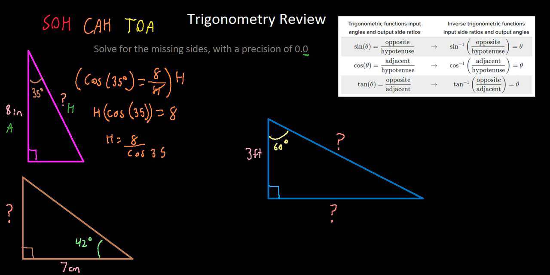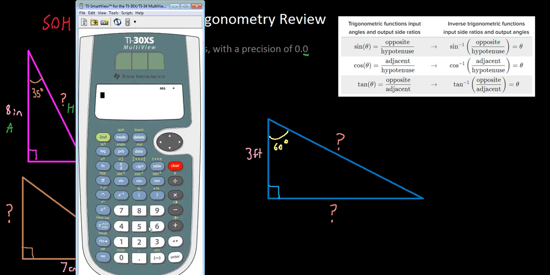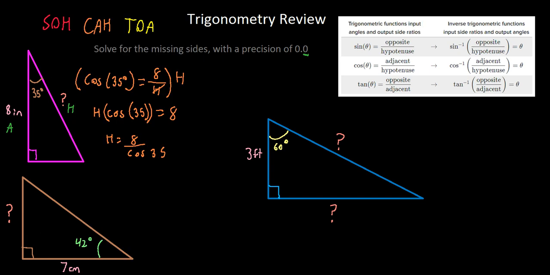And we can use our calculator to figure this out. So we type it in. We do 8 divided by the cosine of 35. And we get 9.8. So for our hypotenuse over here, we get just 9.8. Let's go ahead and make that look a little bit nicer: 9.8 inches.